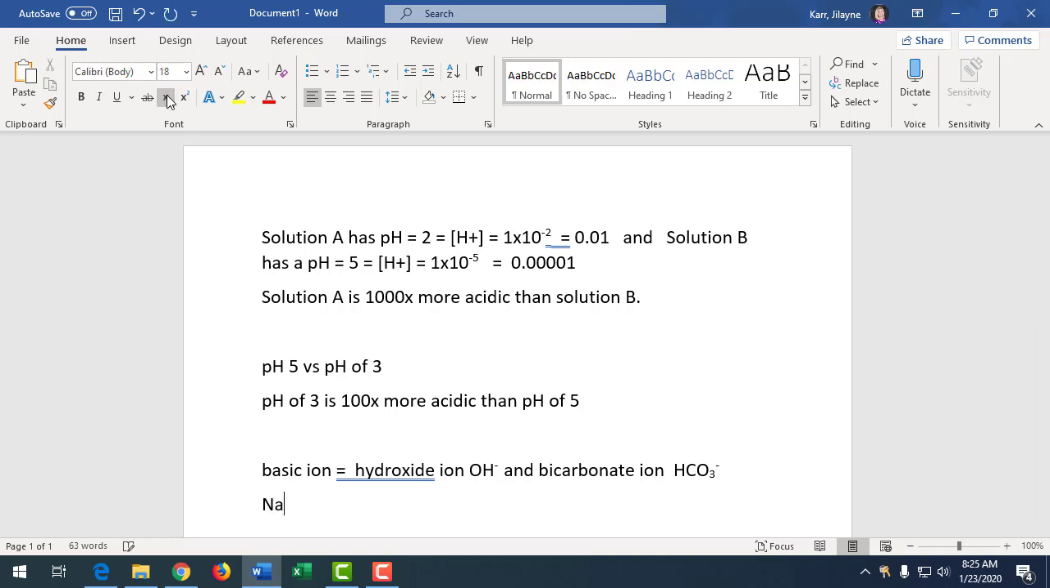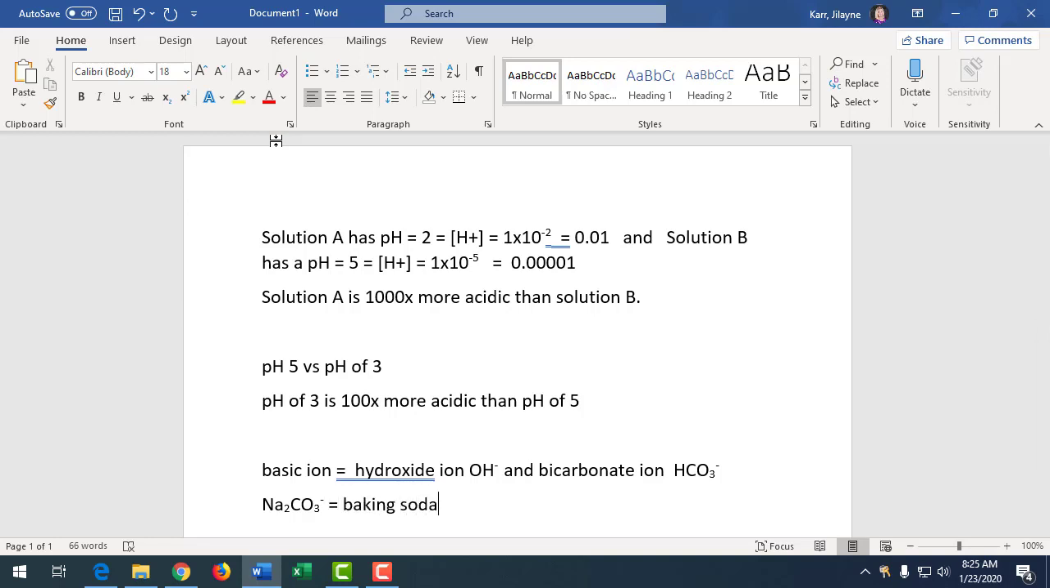Na subscript 2 CO 3 minus. Okay, so that is just simple baking soda.